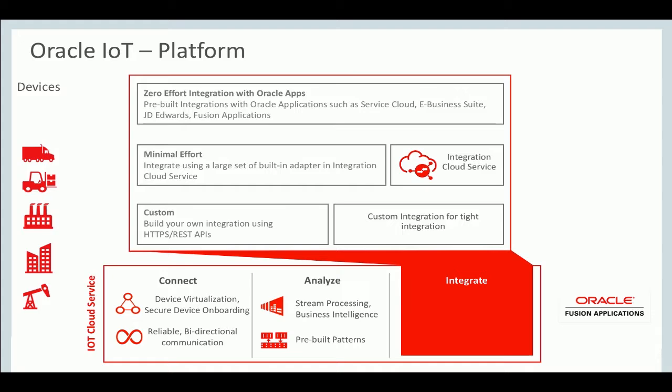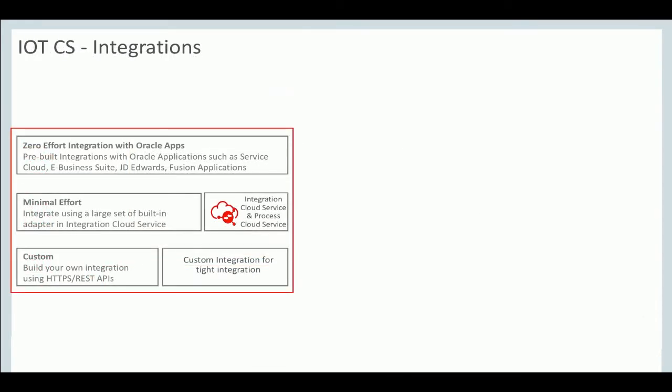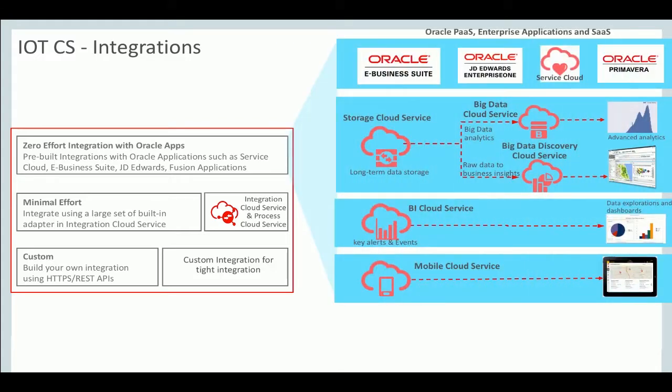Now that we have looked at the analytics capabilities, let's look at how IoT Cloud Service provides you with integration capabilities. We have broken down integration into 3 layers. One is using our own provided adapters. We provide adapters to a lot of different products, for example, EBS, JDE, and different cloud services, for example, Storage Cloud, the BI Cloud Service, the Mobile Cloud Service. And these are all pre-built. You really don't have to do much to get started with these integrations.